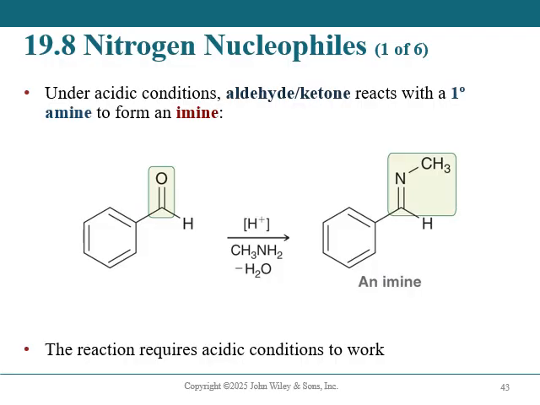Now let's talk about what happens when we want to add nitrogen to the mix. Under acidic conditions, aldehydes and ketones react with primary amines to form an imine. You have the amine, you have the nitrogen, you have the R group associated with the nitrogen, and then you get the functional group imine. The reaction requires acidic conditions to work.